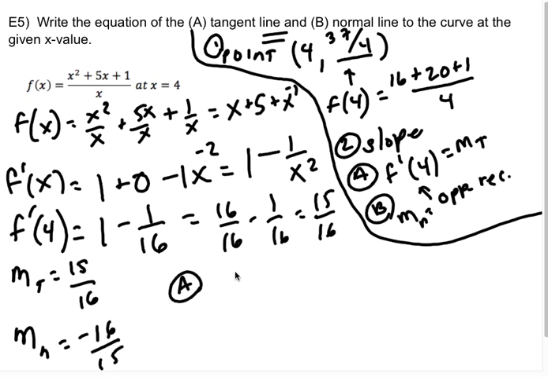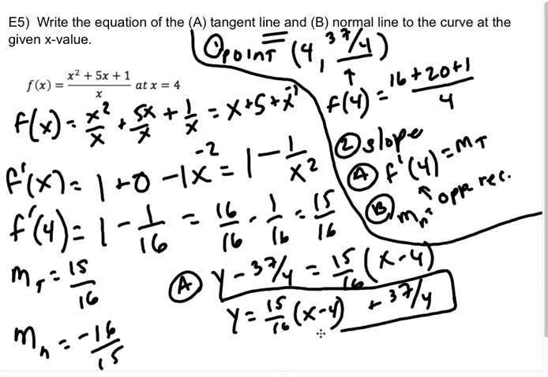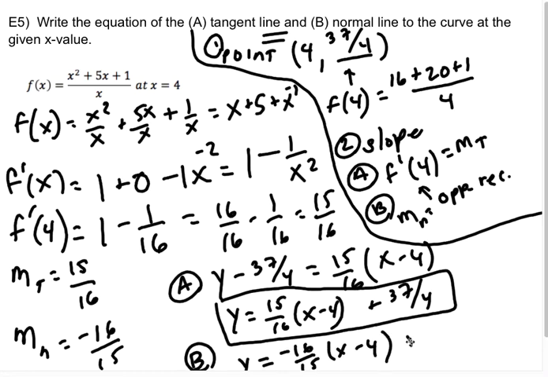So my answer to A is y minus the y value equals my slope, 15/16, times x minus 4. Or if you want to add over that 37/4, you could make this y equals 15 over 16 times the quantity x minus 4 plus 37/4. And I want to point out it's really not worth cleaning this up in any way, right? And then my answer for B is exactly the answer I just wrote, except I'm going to change the 15 over 16 into a negative 16 over 15. Same exact answer.